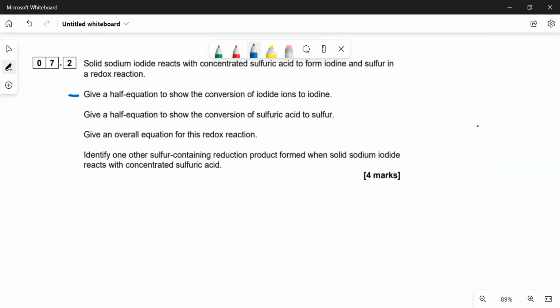So we're going to have I-, and that's going to go to I2. Right, we need to balance that, so we need 2 iodides there, and we're going to make 2 electrons, and we need 2 electrons on one side to balance the charges. Okay, so that's that one, the first half equation. Let's do the next one.